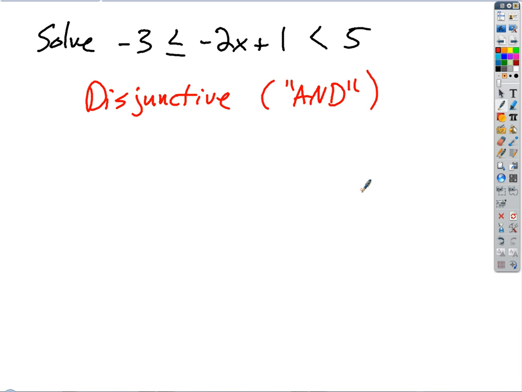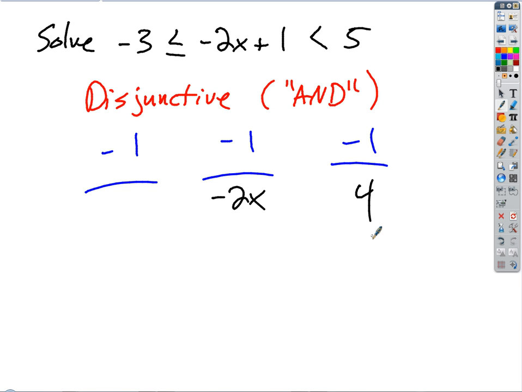So the first step we said was subtract 1, right? So if we subtract 1 from everything, in the middle that's going to get rid of the 1, and we're just going to get a negative 2x. What do we get over here? 4. What do we get over here? Negative 4. Remember that subtracting is the same as adding a negative, so negative 3 minus 1 is the very same thing as negative 3 plus negative 1. Negative 4. The inequality signs, this was a less than or equal to, and that was a greater than.